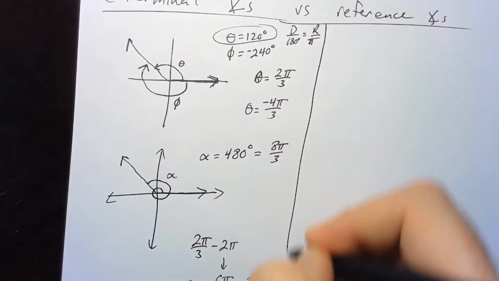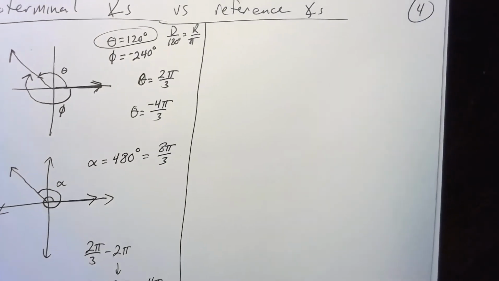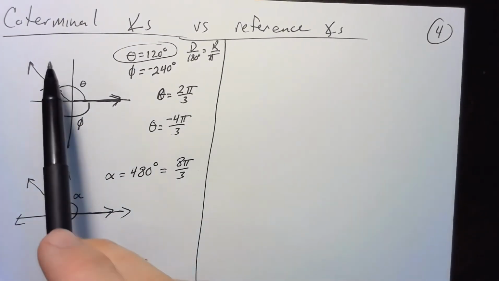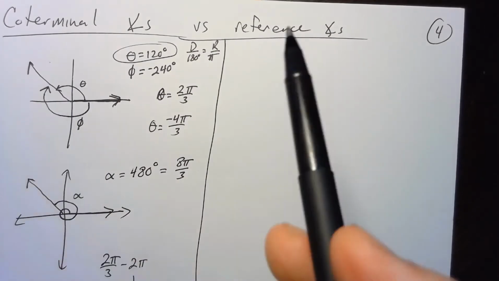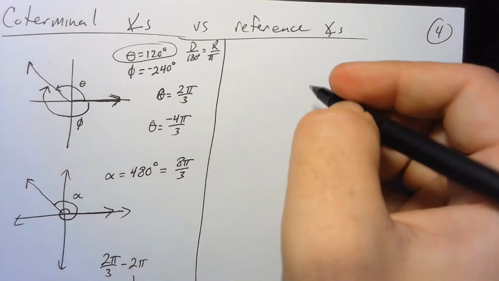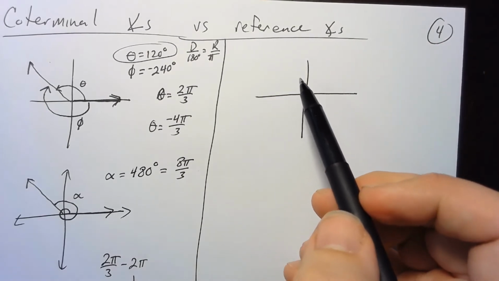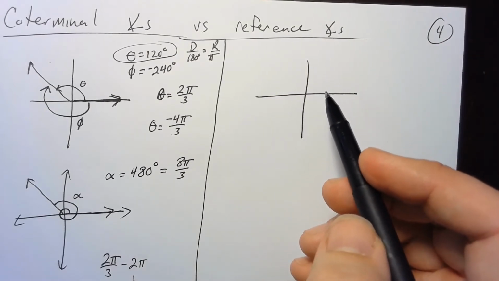Now let's talk about reference angles, because reference angles are actually the more important ones, but they're a little bit more complicated to understand. So coterminal terminates in the same spot. Reference angles, however, focus on the quadrant. So we can't really necessarily do this without drawing the reference angle in the quadrant.